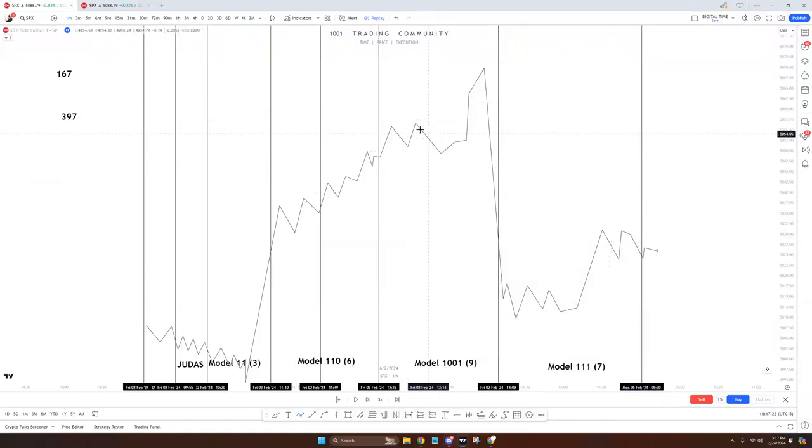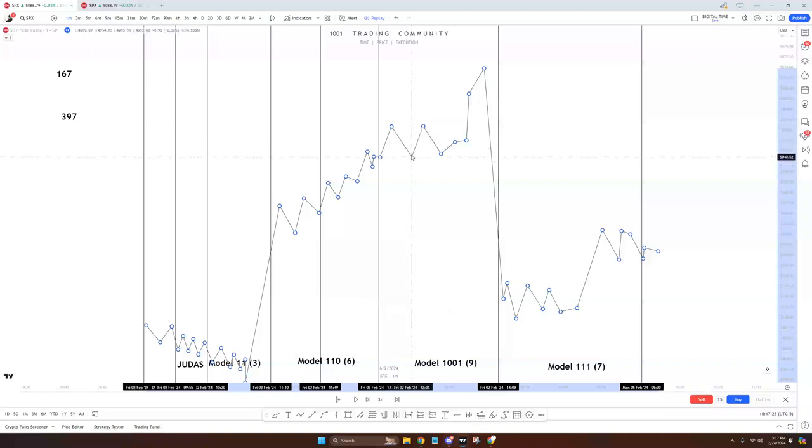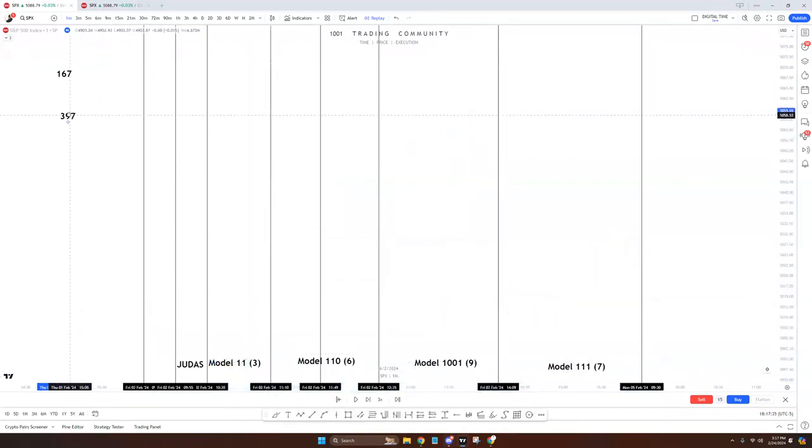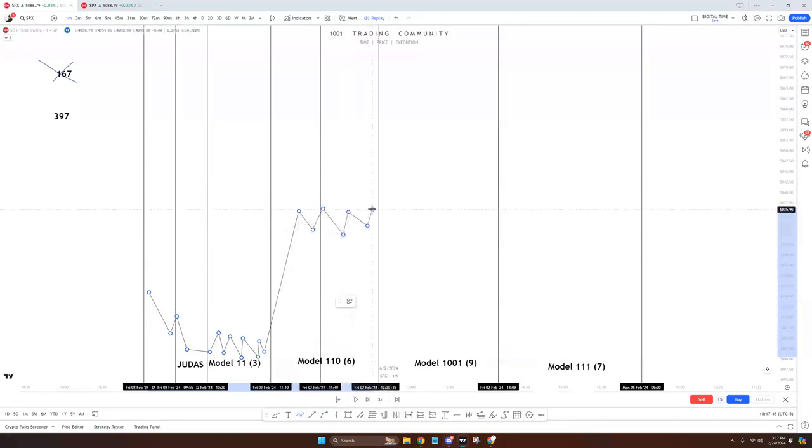Why is that the case? Because depending where the engineered liquidity is here for Model 1001, that's where it will go. Okay? So that's that possibility with Model 11. This one does not include Model 11, but that's one possibility there. Same thing, same type of price action. Model 6, you see a reversal this time. What do you expect from Model 1001? Chop. Then expansion for Model 7.